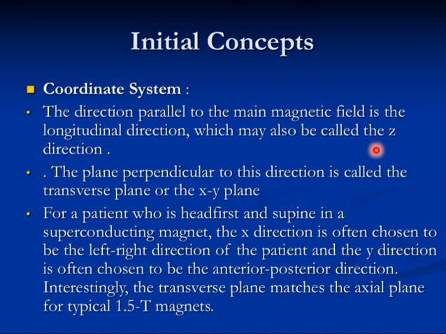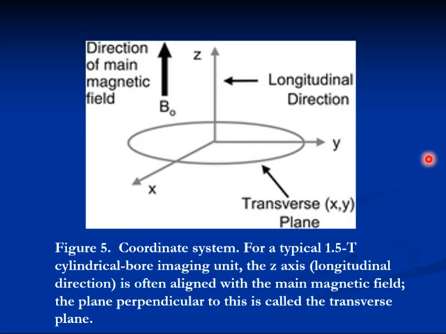Now, again, notice that this is the longitudinal, the magnet, the B0. Parallel to it is the Z direction, the longitudinal direction, and you have X and Y directions, the transverse plane.